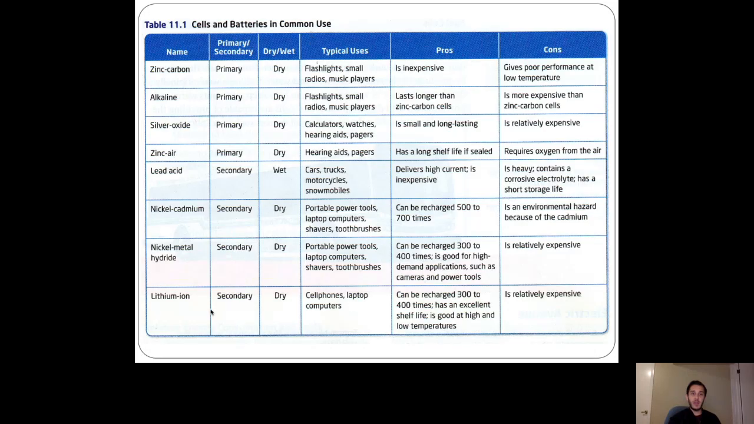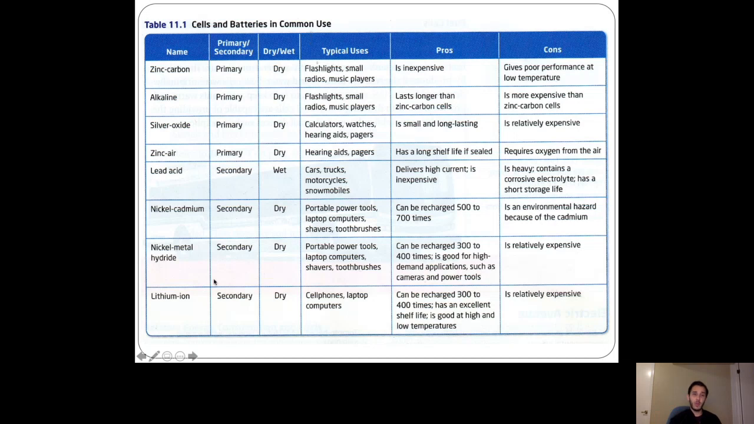So here is a big table of all the different types of batteries we might use. Zinc carbon, alkaline, silver oxide, zinc, I'm not going to read all of these. What I'm going to ask you to do is read this table. Pause the video if you're watching the video, or just take a look at the slide because you have the PowerPoint itself, and make sure that you're familiarizing yourself with the different types of batteries and asking: where in my life do I use this battery? What are the benefits of using this battery? What are the downsides of using this battery?